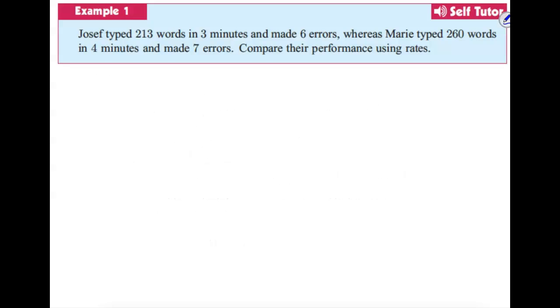So here's our first example that I'm going to have you write. Joseph typed 213 words in 3 minutes and made 6 errors, where Marie typed 260 words in 4 minutes and made 7 errors. And we want to compare their performance rates. So let's start with Joseph. Joseph's typing rate.